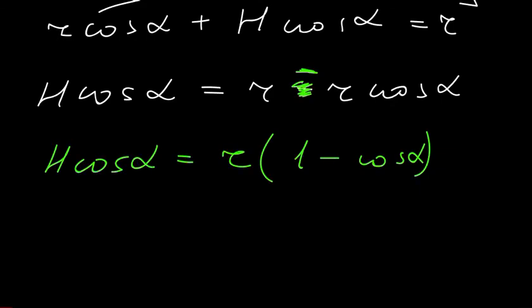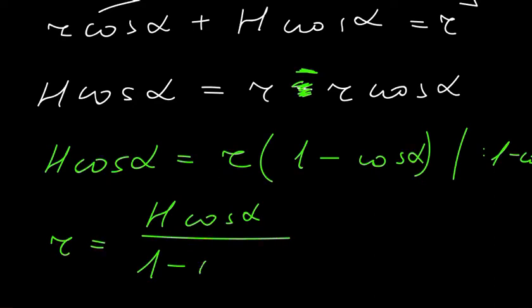I took r before parentheses, and you can see I didn't change anything in fact, because you can multiply r by 1 and cosine alpha and you will get the same. Now let's divide both sides by 1 minus cosine alpha. You probably don't see this, but I'm dividing by this. So we get that our r is h cosine alpha divided by 1 minus cosine alpha.